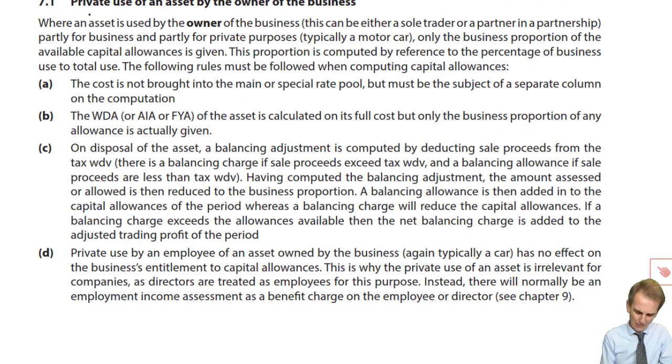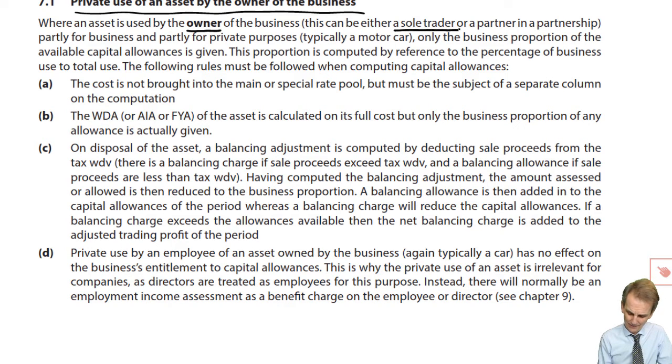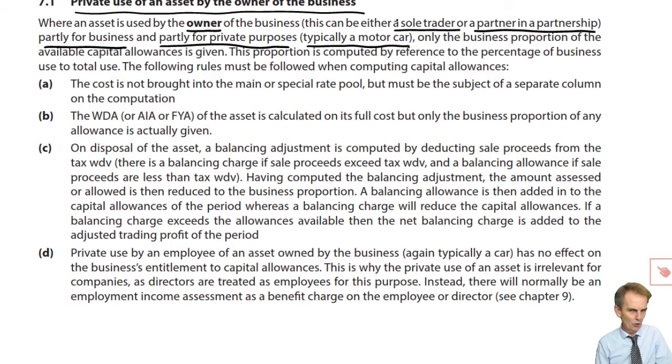Right, private use of an asset by the owner of the business. Now again, we keep specifying the owner of the business. In terms of unincorporated, that's either a sole trader business, or if it's a partnership, then a partner within that partnership. So we've got the owner of the business where it's partly business use and partly private. Typically, as we've already suggested, a motor car.